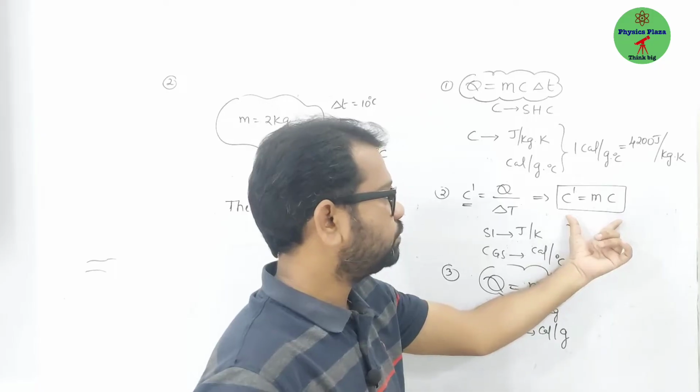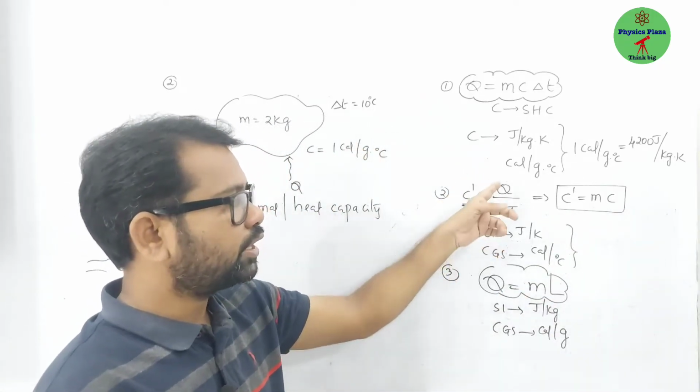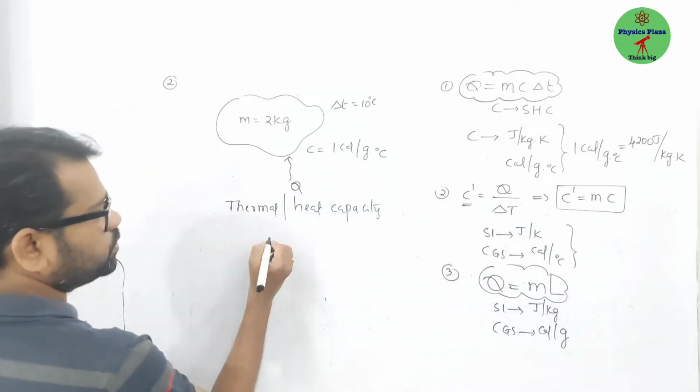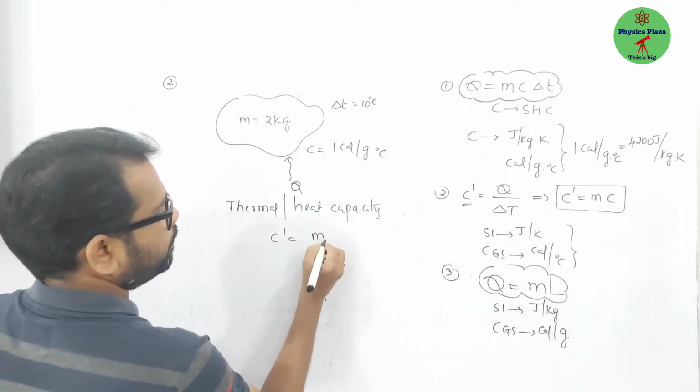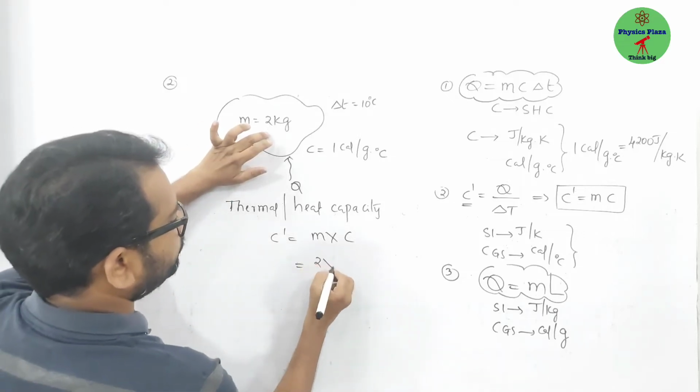That formula which we have here. Okay, now don't go for C dash equals Q by delta T. Some children will try to calculate the Q value and delta T, which is not required, it is directly there. So C dash is equal to mass into specific capacity. Mass is equal to 2 kg.